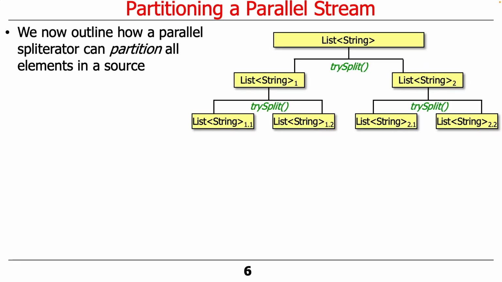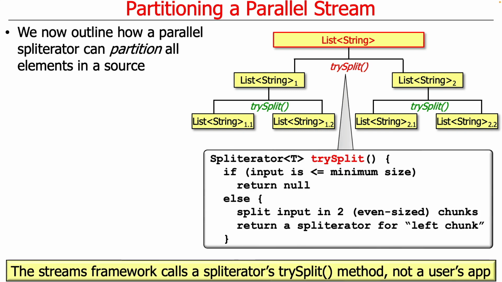We're now going to talk about how we can use a parallel splitterator to partition the elements in a source rather than traverse them. And of course, the way this is going to work is we're going to come up with a way to take some immediate and large data source, like a list of strings, and then split it up into smaller chunks until we end up with atomic size units, which would be strings, a list of an element of one string. And the way this is done is through the trySplit method that's defined on list.